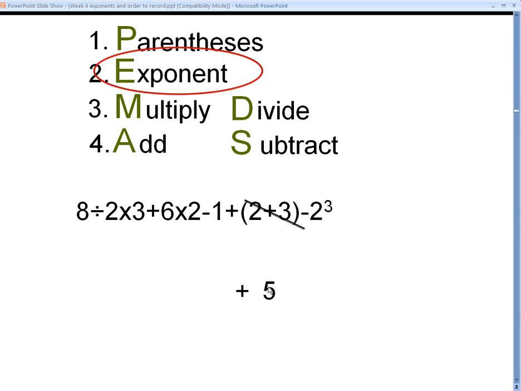Then once I do that, I move on to the exponents. I have an exponent here. That's 2 cubed, or 2 to the 3rd. I'm going to do that math, which is 8. 2 times 2 times 2 is 8. And use your calculator if you need to. And then I'm also going to remember to write down the sign that goes with that. Okay, and cross it off because I'm done.